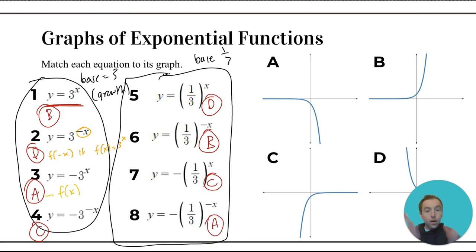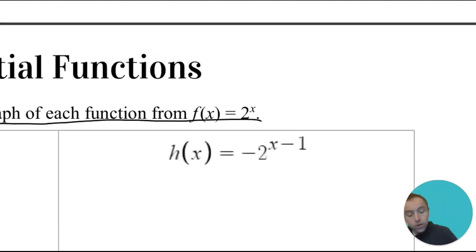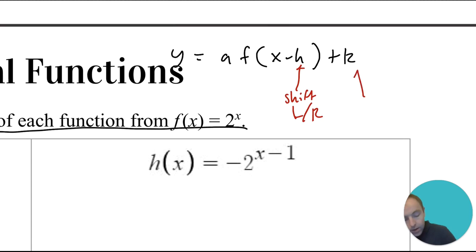Okay? All right, so also applying that in some other sort of contexts, here we're asked to describe the transformations of the graph of the function from f of x equals 2 to the x. So in general, whenever you have a function that is of this form, a times f of x minus h plus k equals y, we know that h always shifts the graph left or right, and k is going to shift the graph up or down, right?